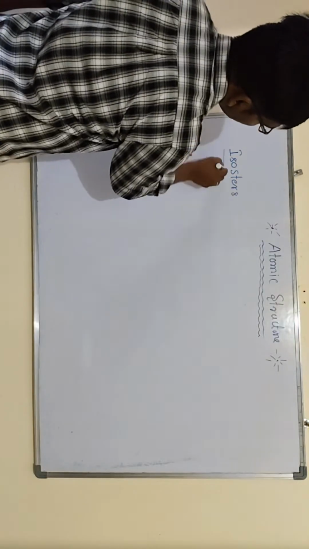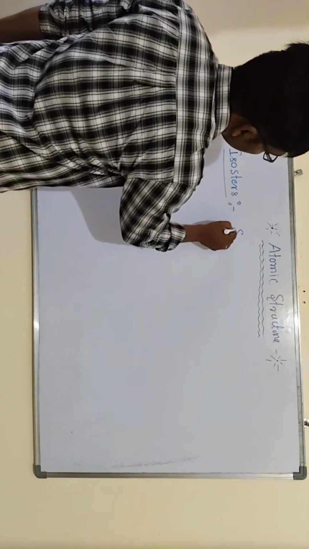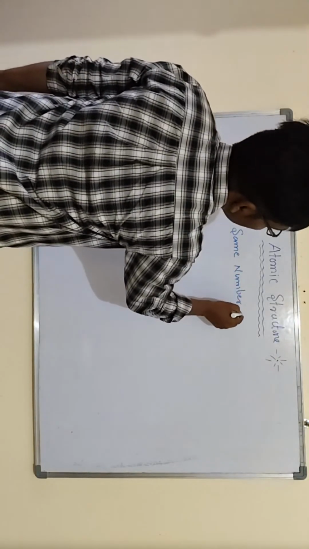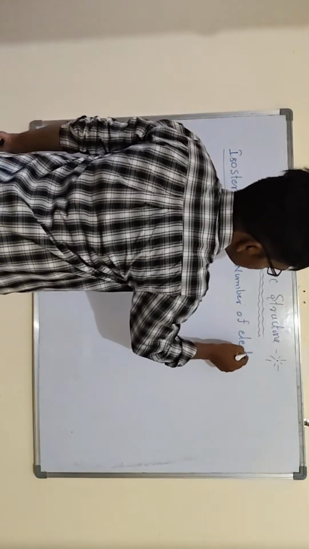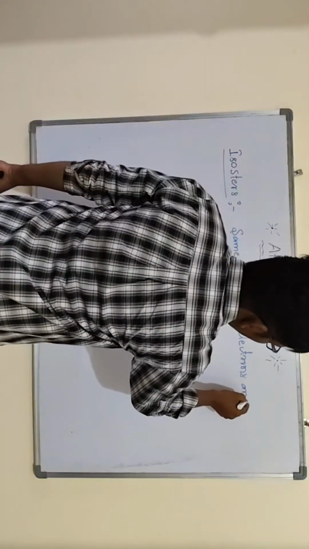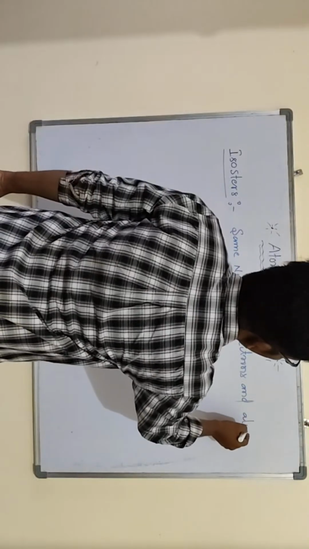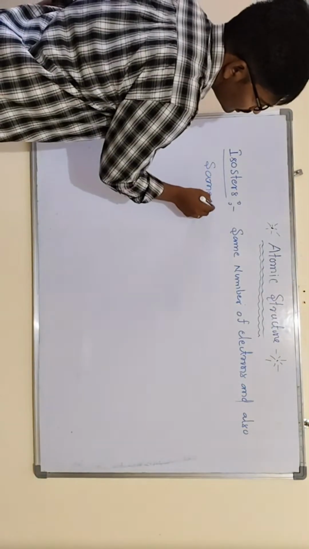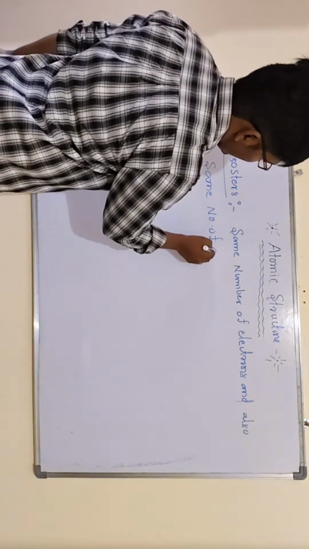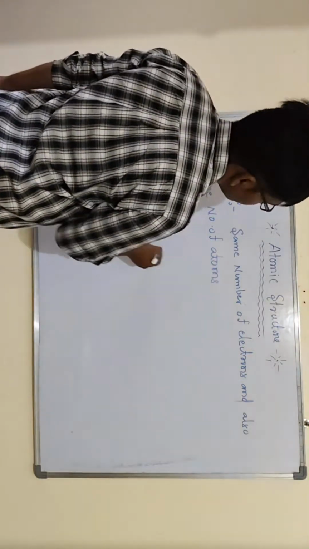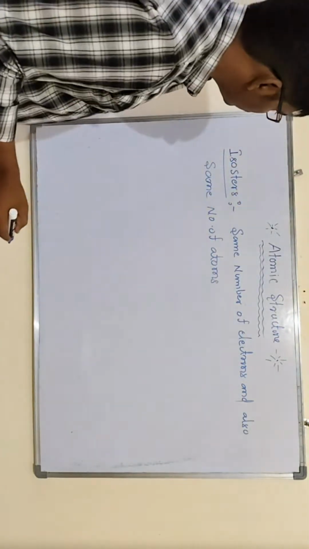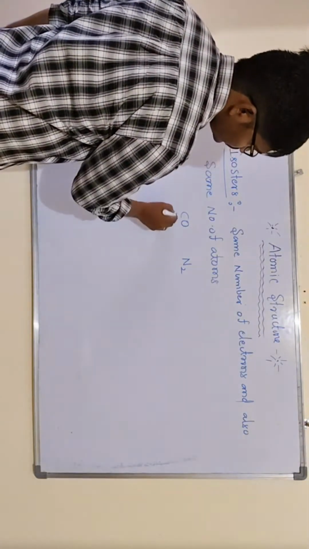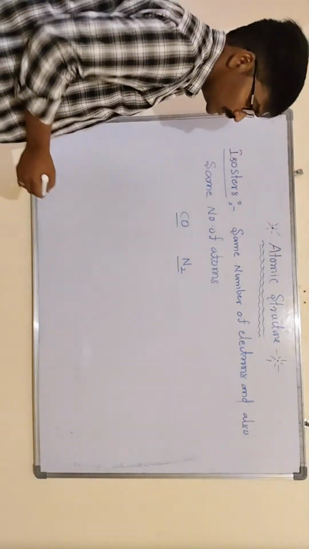Isosters, remember, it's very important. Isosters have the same number of electrons, and also the same number of atoms. For example, carbon monoxide and nitrogen N2. Carbon monoxide and nitrogen, if you take.